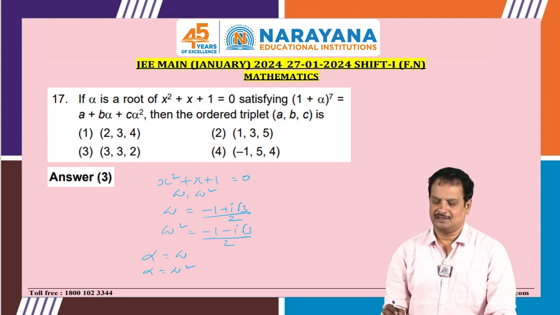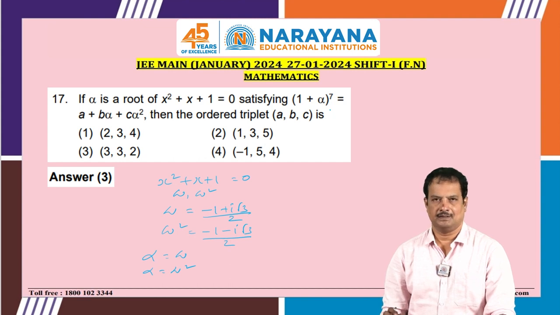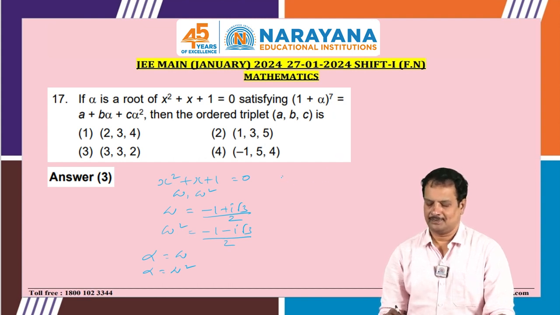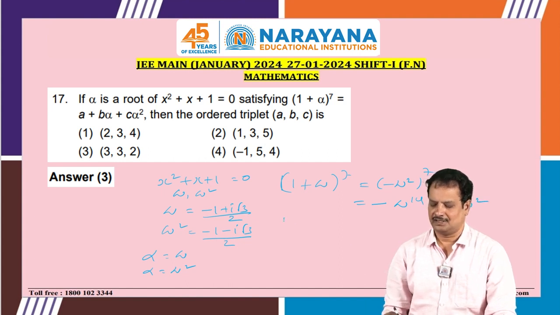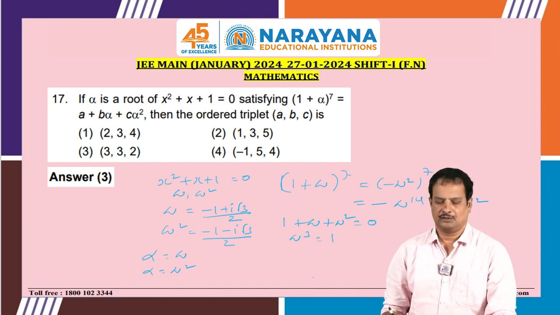Now you can directly substitute this in the LHS of the given equation. What is that? 1 plus alpha whole power 7. So this is 1 plus omega whole power 7. But 1 plus omega is nothing but minus omega square. This is minus omega square whole power 7. So this is nothing but minus of omega power 14, which is nothing but minus omega square, because we know that 1 plus omega plus omega square is 0, and omega cube is equal to 1. Okay, so once you know this, straight away the LHS is minus omega square.